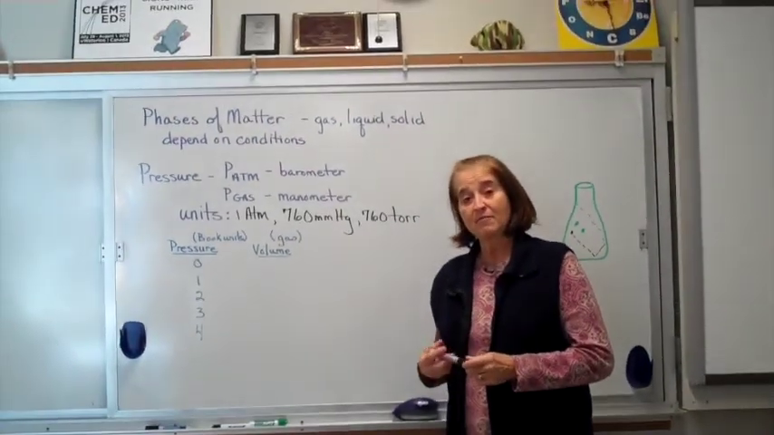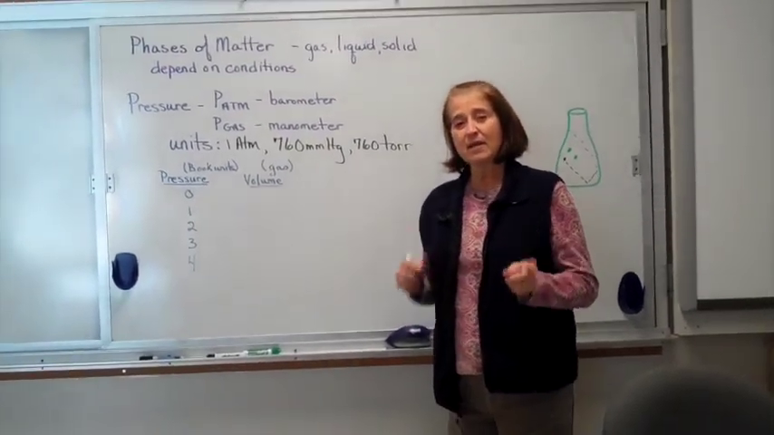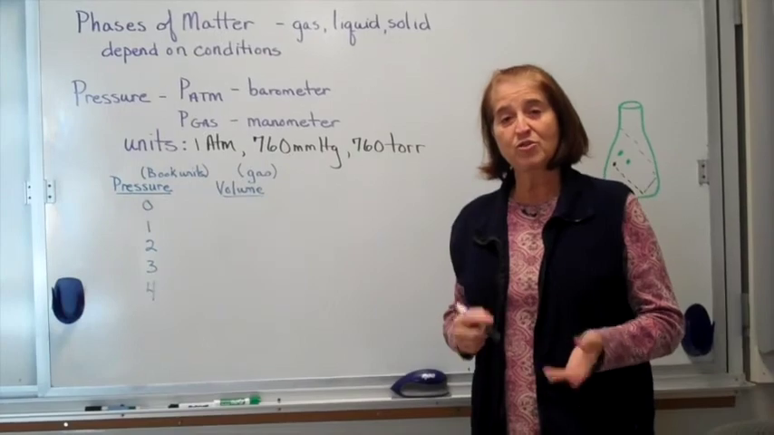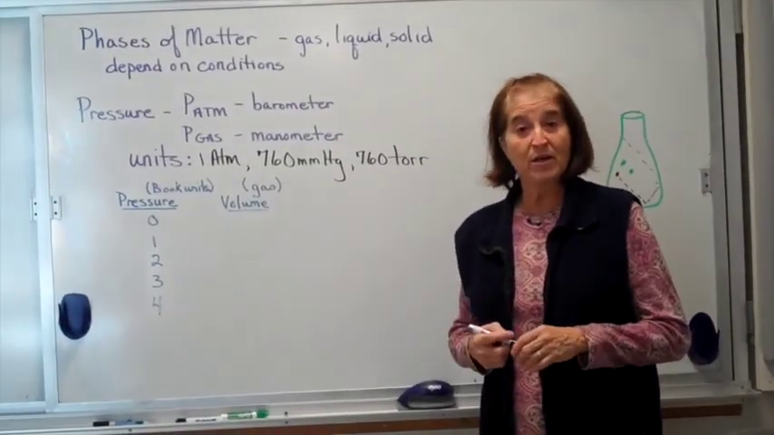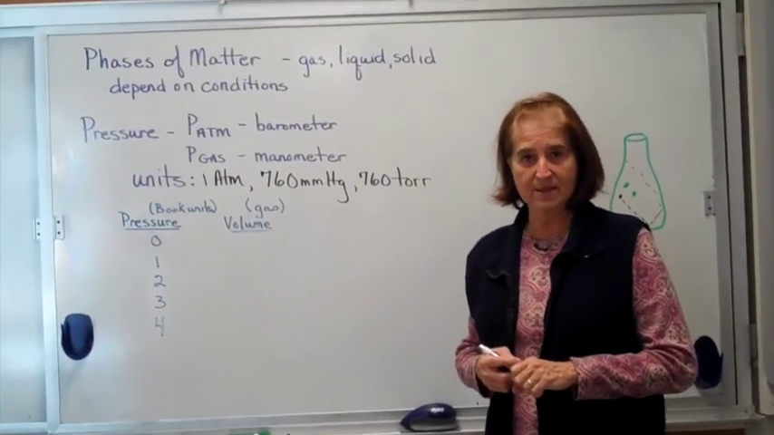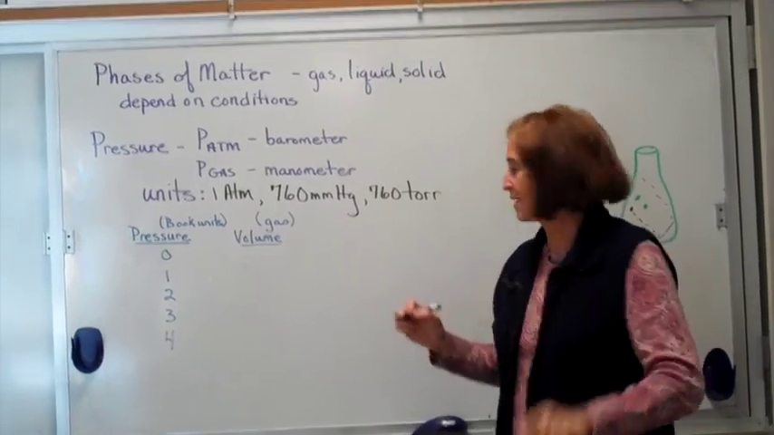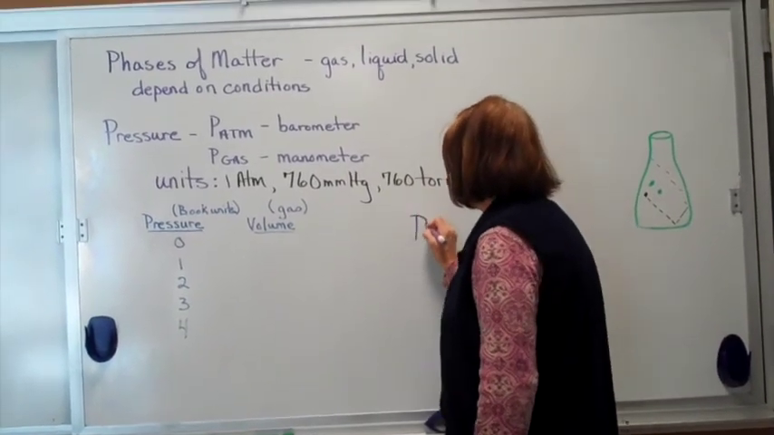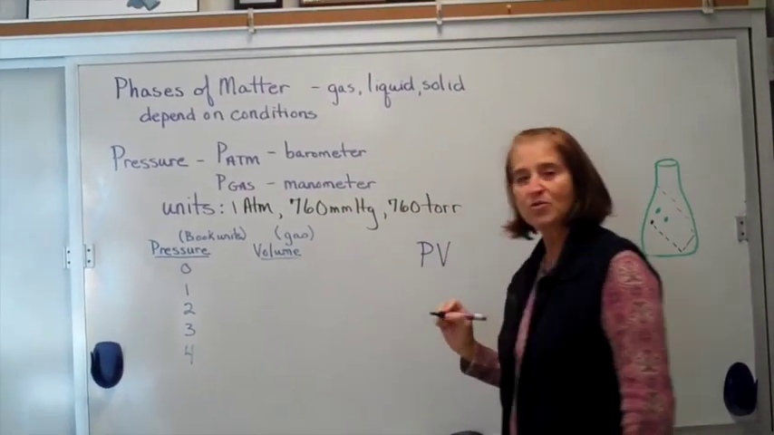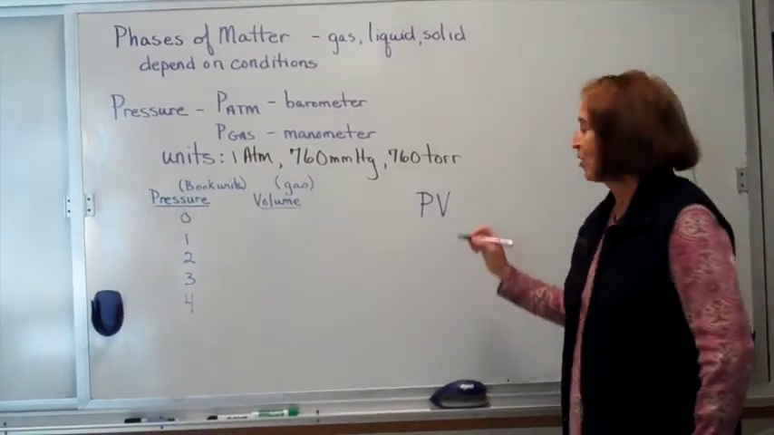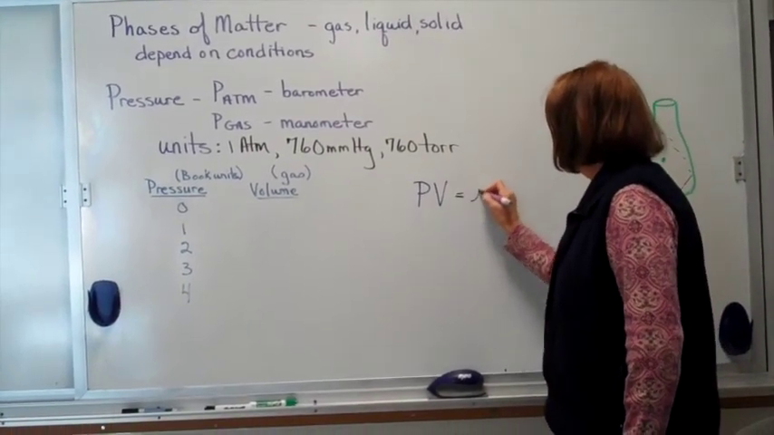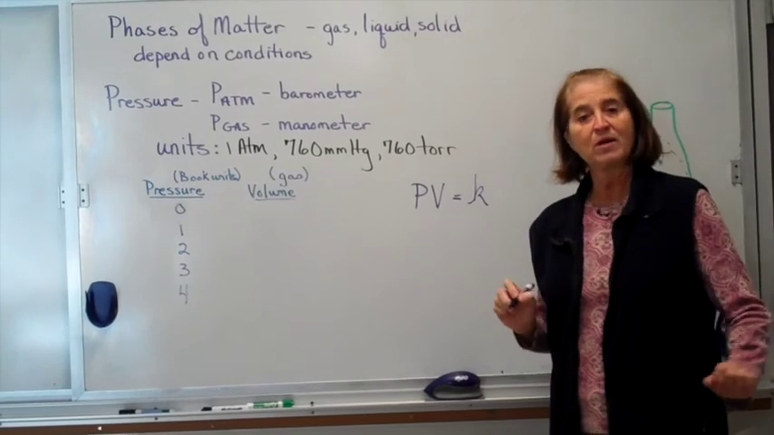This is what I see. I see that there is an inverse relationship between pressure and volume. That is, as the pressure increases, the volume decreases. But what is so amazing is that if you take the pressure and multiply it by the volume, you will get a constant value, K.